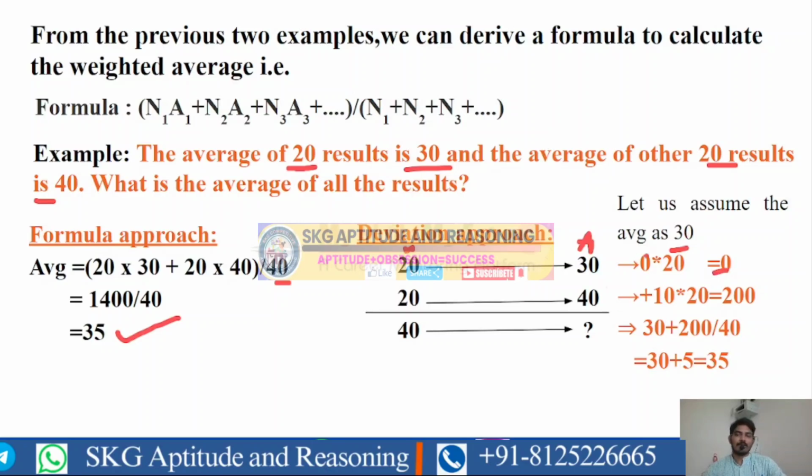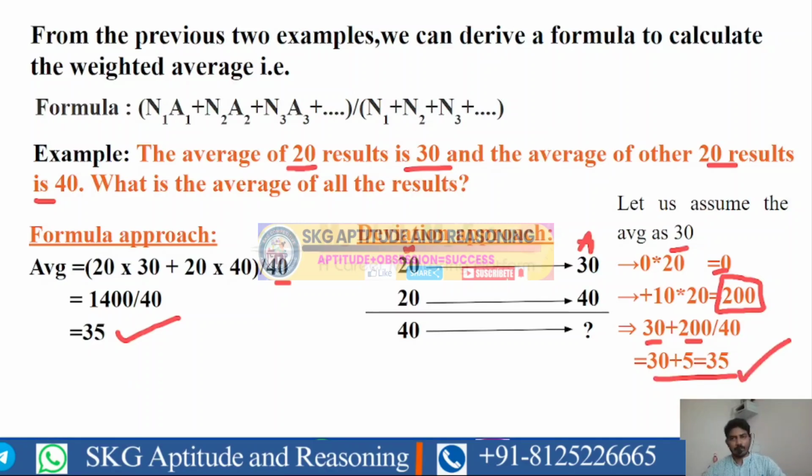Similarly, if I compare this 30 with 40, there is a deviation of plus 10, for 20 observations. I am getting a deviation of 10 into 20, which equals 200. So this 200 is what I get as extra here. As I said, the assumed average plus the deviation we got, divided by the total number of observations: 30 plus 200 divided by 40 gives the answer as 35. So here also we are getting the same answer.